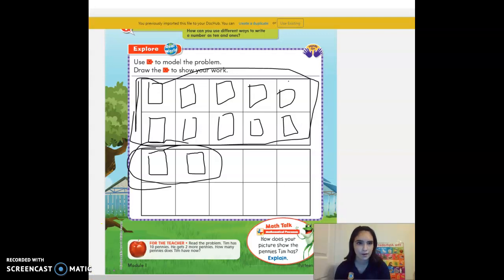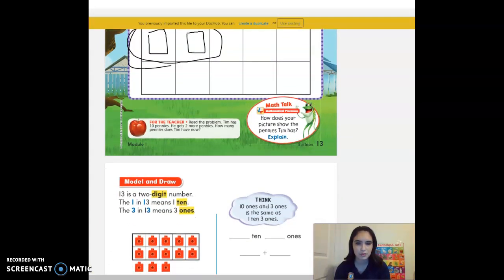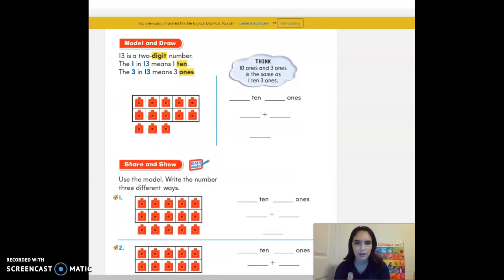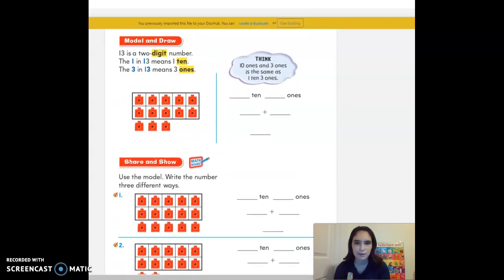All right, so now we're going to go ahead and move on to the next page. All right, here we are going to model and draw. Okay, we're going to do this together. So it says 13. 13 is a 2-digit number. Okay, the 1 in 13 means 1 ten. And the 3 in 13 means 3 ones. Okay, we're going to think. 10 ones and 3 ones is the same as 1 ten and 3 ones.